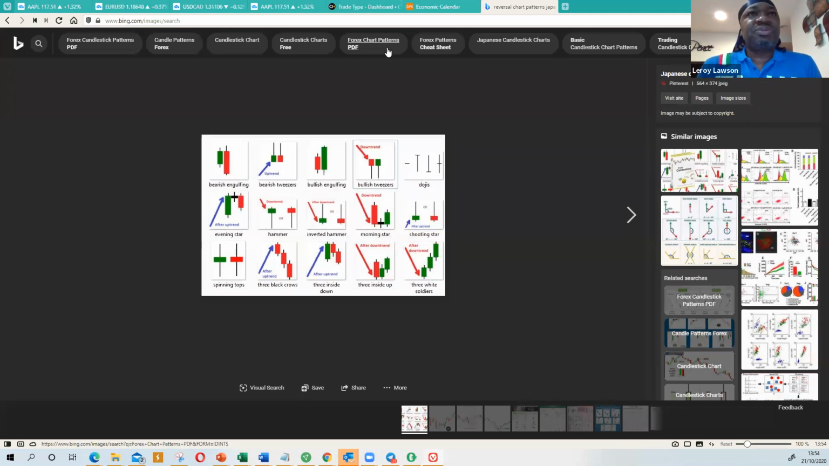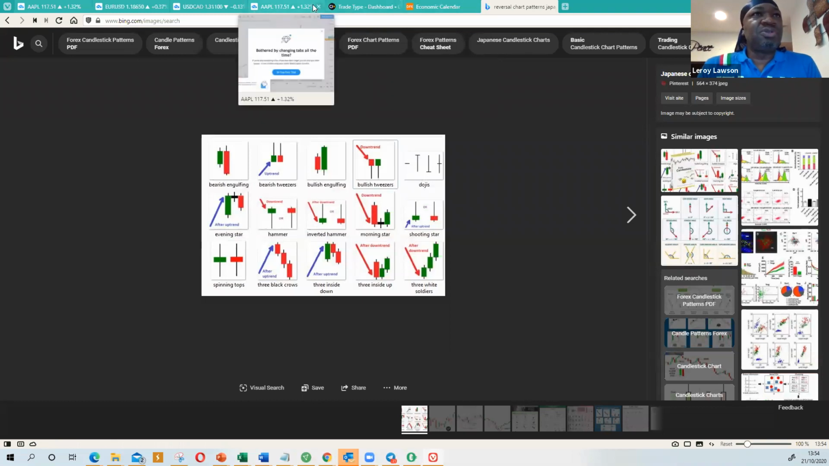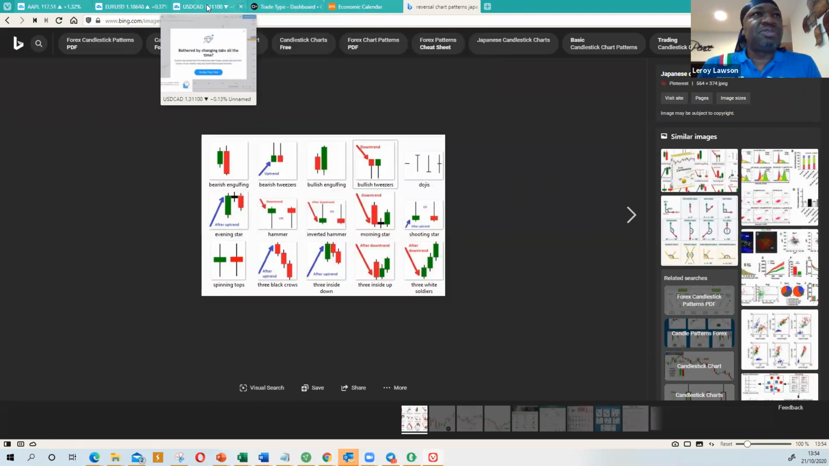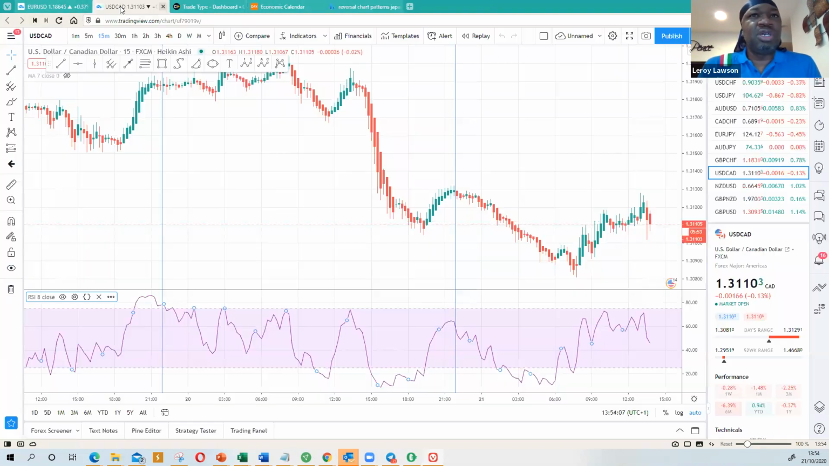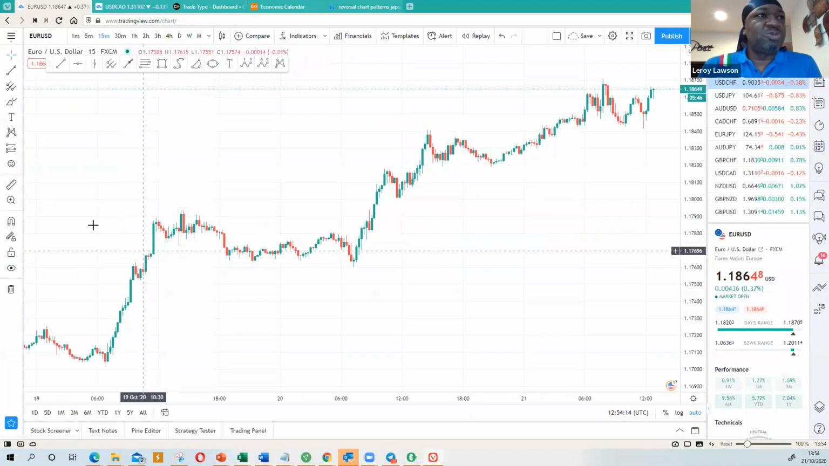So let's go back to our chart, and get rid of some of these tabs. Let's get rid of that as well. I think it was on CAD dollar. So this is set for that. Let me just mark up this one as well.